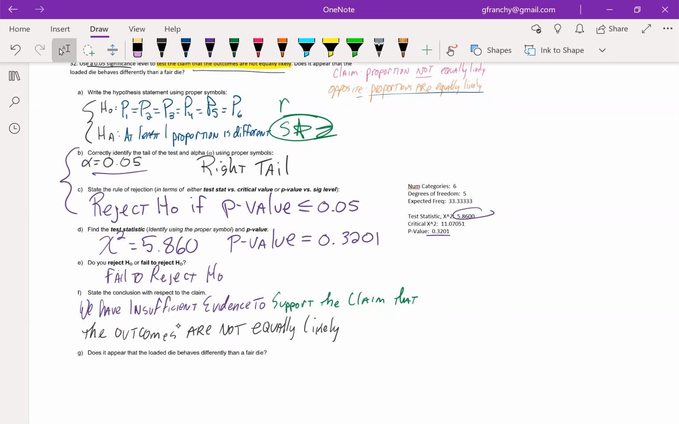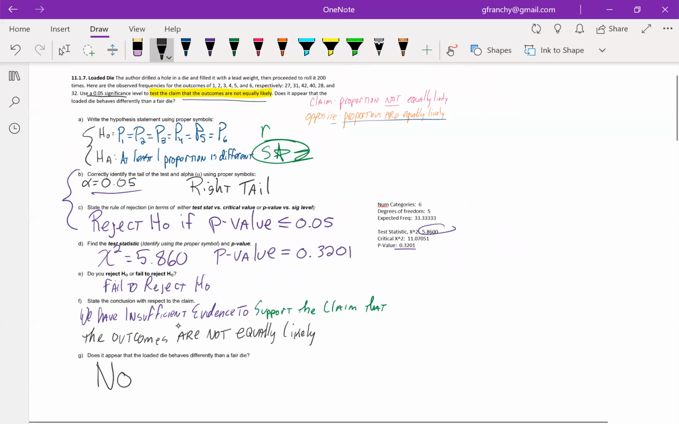So when it asks us, does it appear that the loaded die behaves differently than a fair die? Our answer here is no. There wasn't enough of a difference. The results that we got were consistent enough with what we'd expect to get if our die was fair and all the proportions were equal.